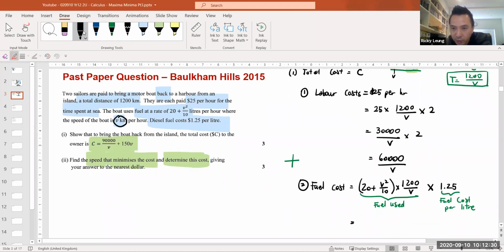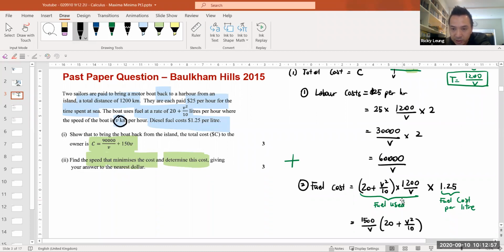Now let's see, 1200. So let me type that in my calculator. 1.25. That's like 1500 over V times 20 plus V squared on 10. Okay, now if I look at that expression and I add that to that, I should get total cost.